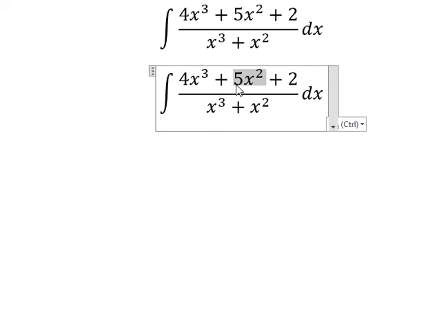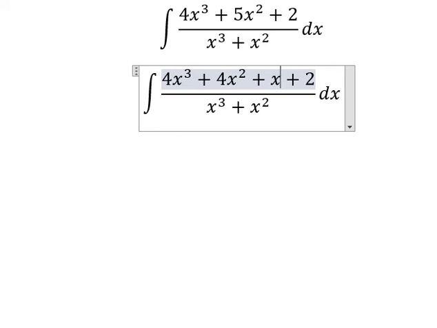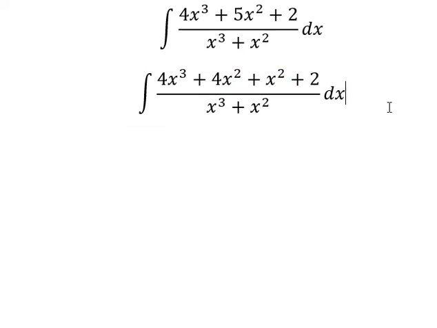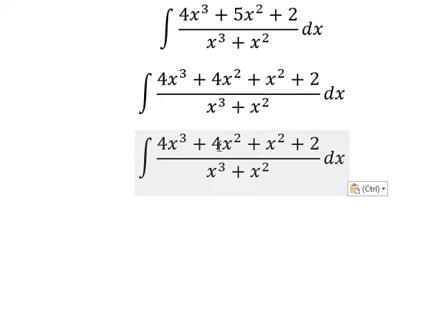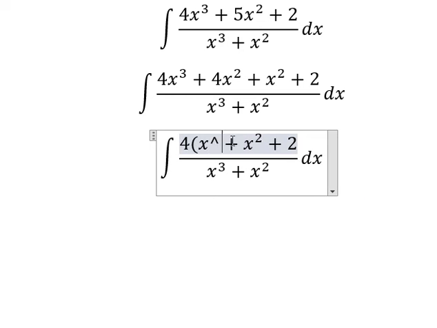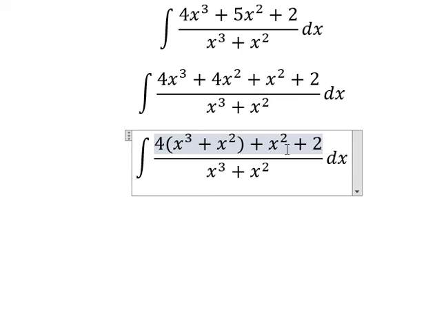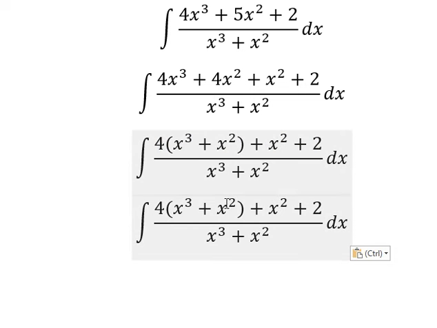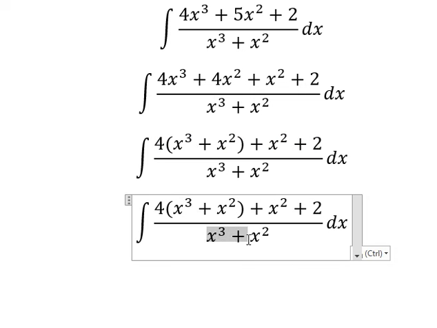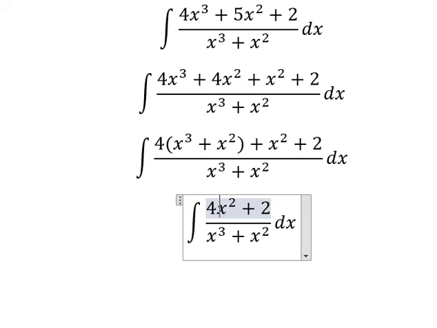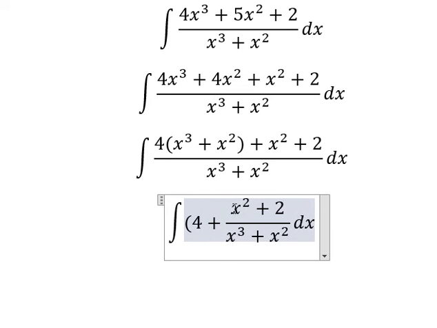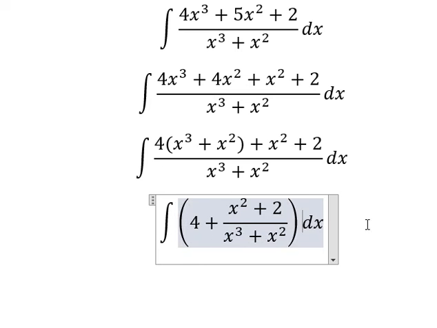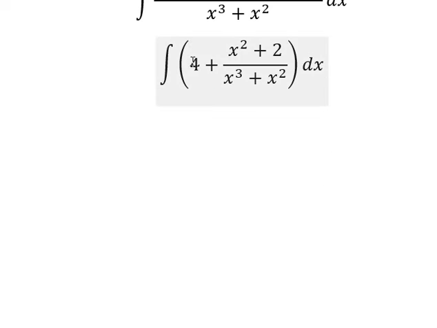About this one, I can put it into 4x squared plus x squared. Next, we can do factorization by number 4. So this one divided by this one, we have number 4 in here. Now the integration of number 4, we have 4x.